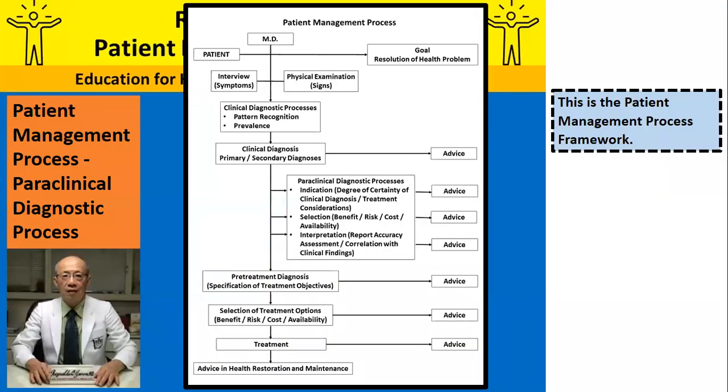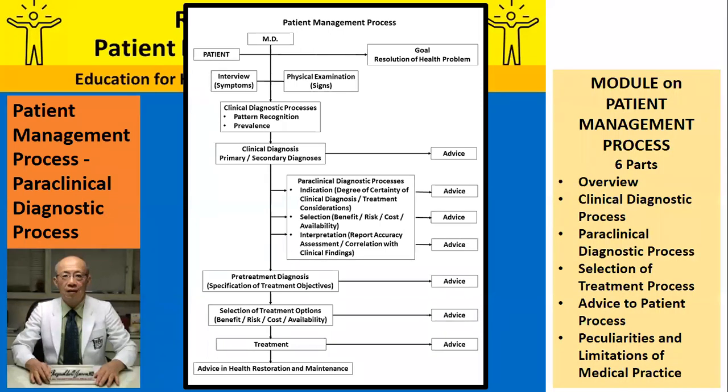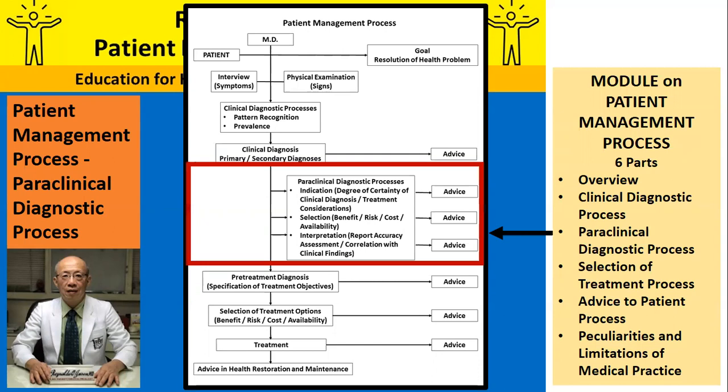This is the patient management process framework. The module on patient management process has 6 parts, namely overview, clinical diagnostic process, paraclinical diagnostic process, selection of treatment process, advice to patient process, and peculiarities and limitations of medical practice. Today, we will be focusing on this part, paraclinical diagnostic process.